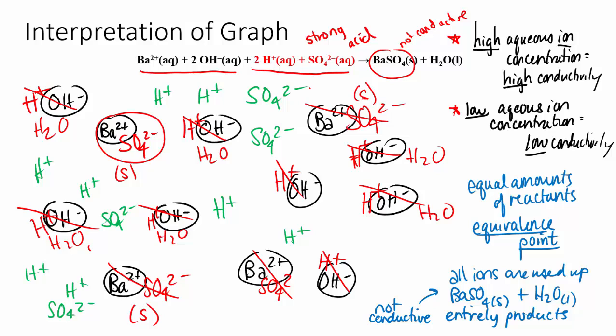So initially we got a high concentration of barium and hydroxide ions. At equivalence, all of your ions are used up. So we reacted all of our barium hydroxide ions. Everything is in either the solid or liquid form. Past the equivalence point, we start adding excess sulfuric acid, and so our solution starts conducting electricity again because we're adding excess ions from the sulfuric acid that's being added.